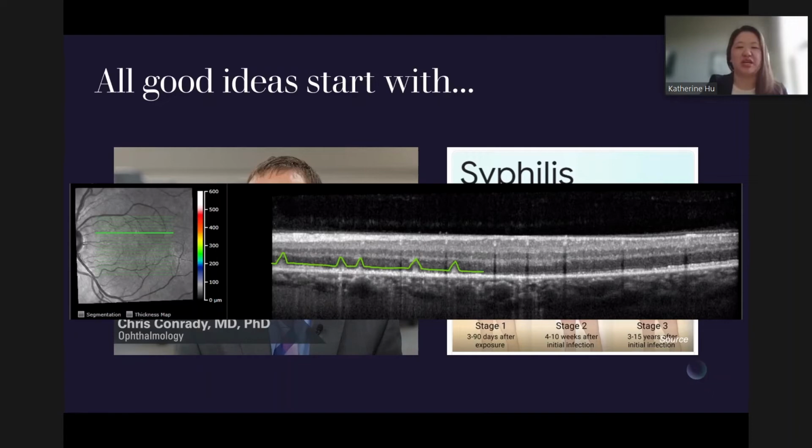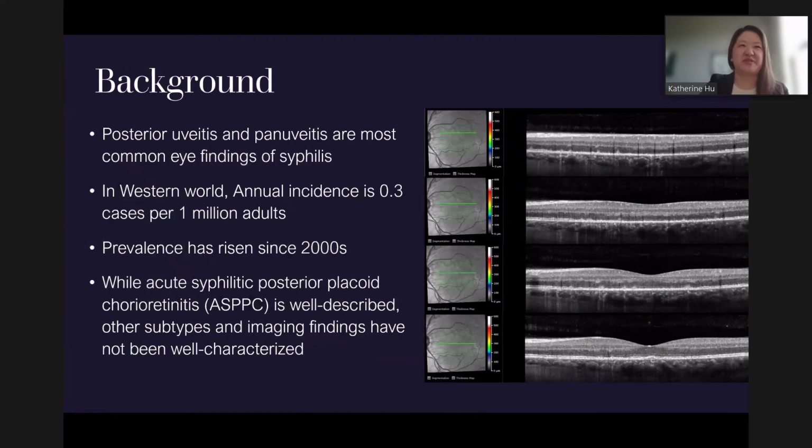Just some background: ocular syphilis is observed most often during the secondary or late stages of syphilis, with posterior uveitis and panuveitis being the most common eye findings. In the Western world, the annual incidence of intraocular syphilis is 0.3 cases per 1 million adults, which is a fairly rare diagnosis. However, prevalence of syphilis, including ocular involvement, has continued to rise since the early 2000s.